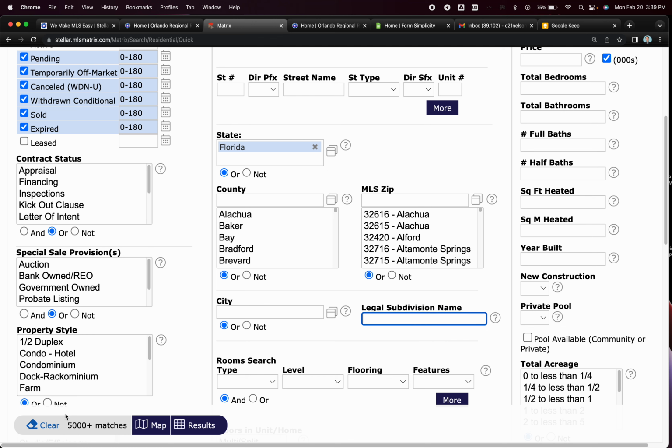If you look on the bottom left here, there are over 5,000 matches right now. But when you put Village Walk, it shrinks that to 0. Oh, I misspelled it. Okay, so Village Walk. Now 89. Great. Now you want to reduce that even more. You put the zip code 32827, and boom, you have 41 matches, as you can see here.